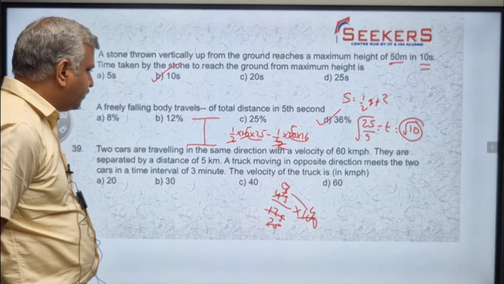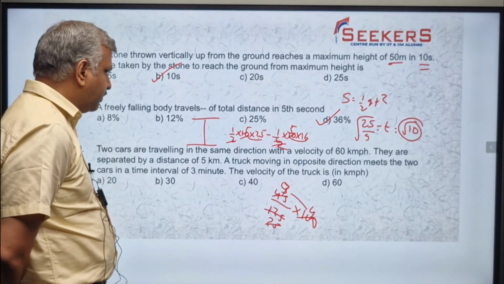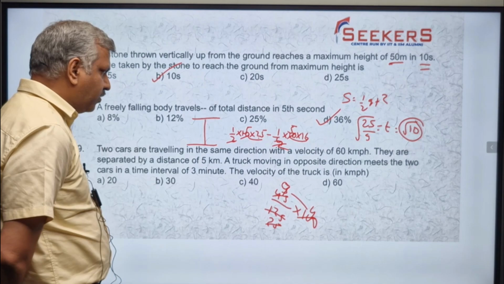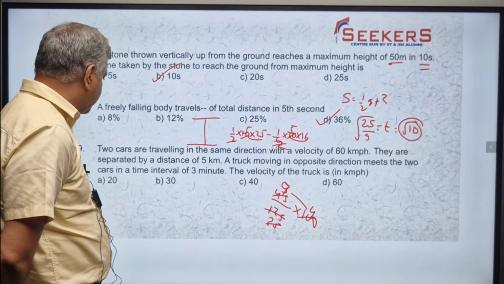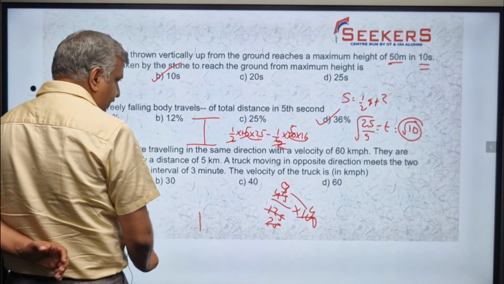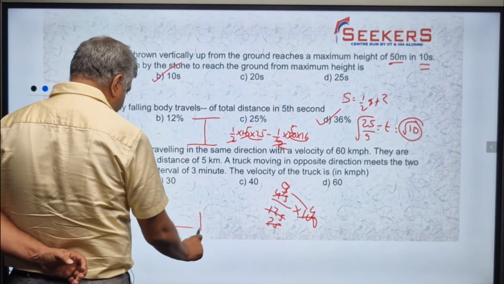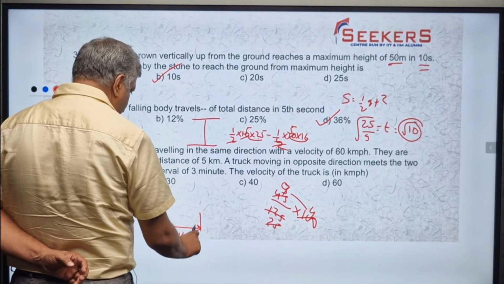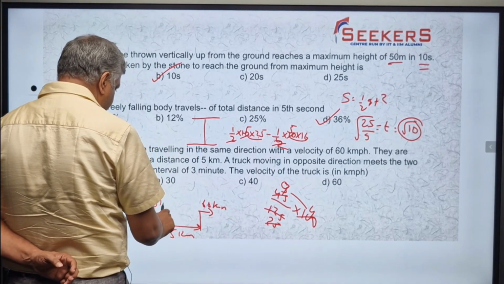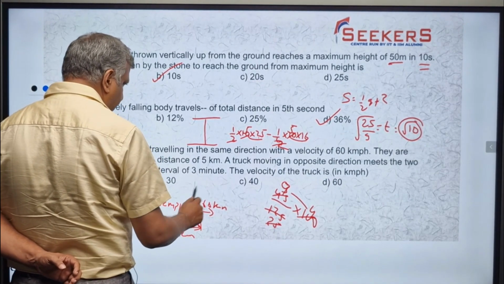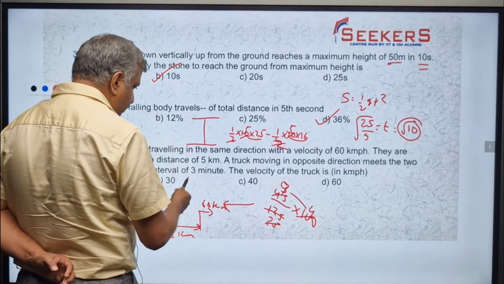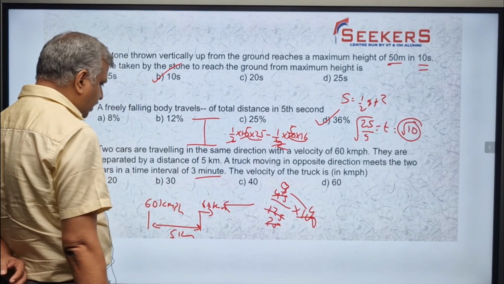Two cars traveling in the same direction with a velocity of 60 kilometers per hour. They are separated by a distance of 5 kilometers. A truck moving in opposite direction meets the two cars in time intervals of 3 minutes. Okay. So there are two cars. They are separated by 5 kilometers. Both are traveling at 60 kilometers per hour. Now there is a truck traveling in the opposite direction which is crossing them in intervals of 3 minutes. The velocity of the truck is how much?